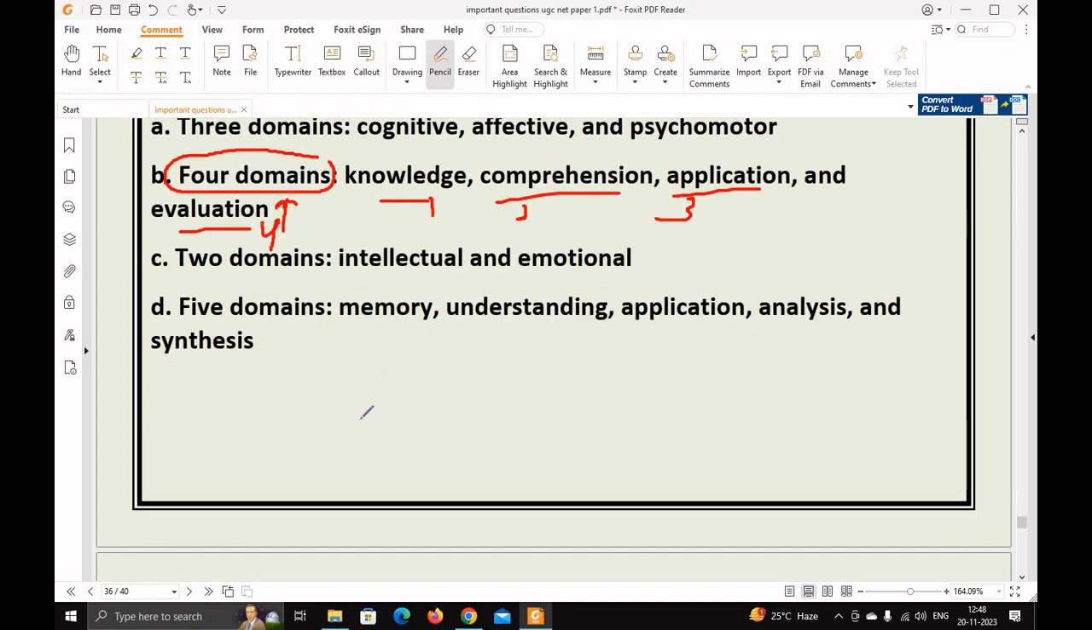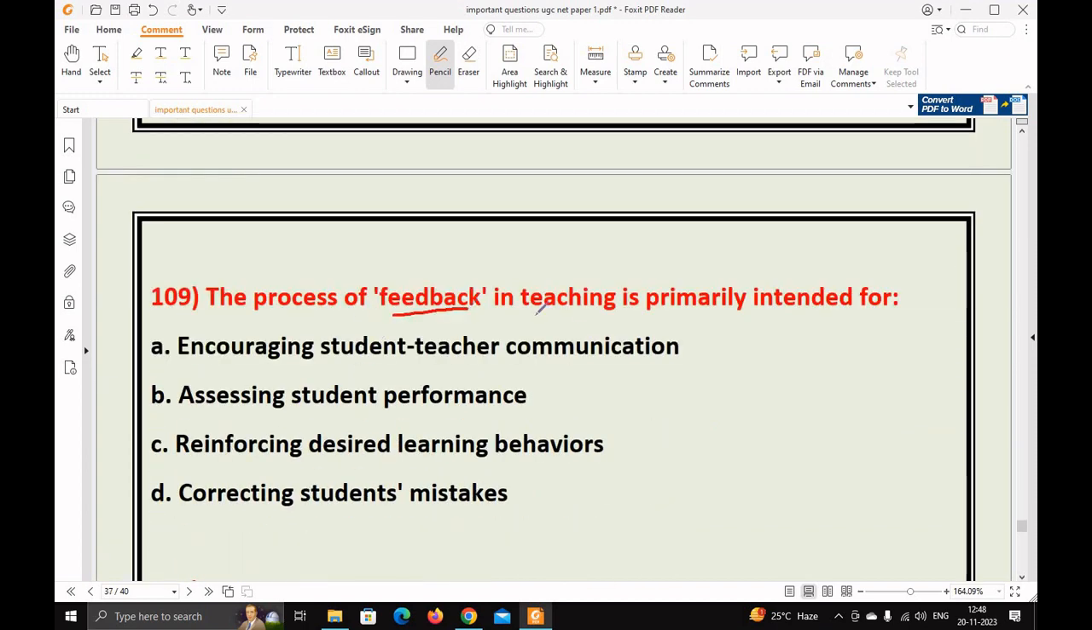Next question. The process of feedback in teaching is primarily intended for. Options are encouraging student-teacher communication, assessing student performance, reinforcing desired learning behaviors, correcting students' mistakes. So the process of feedback in teaching is primarily intended for. The right answer is option C, reinforcing desired learning behaviors.